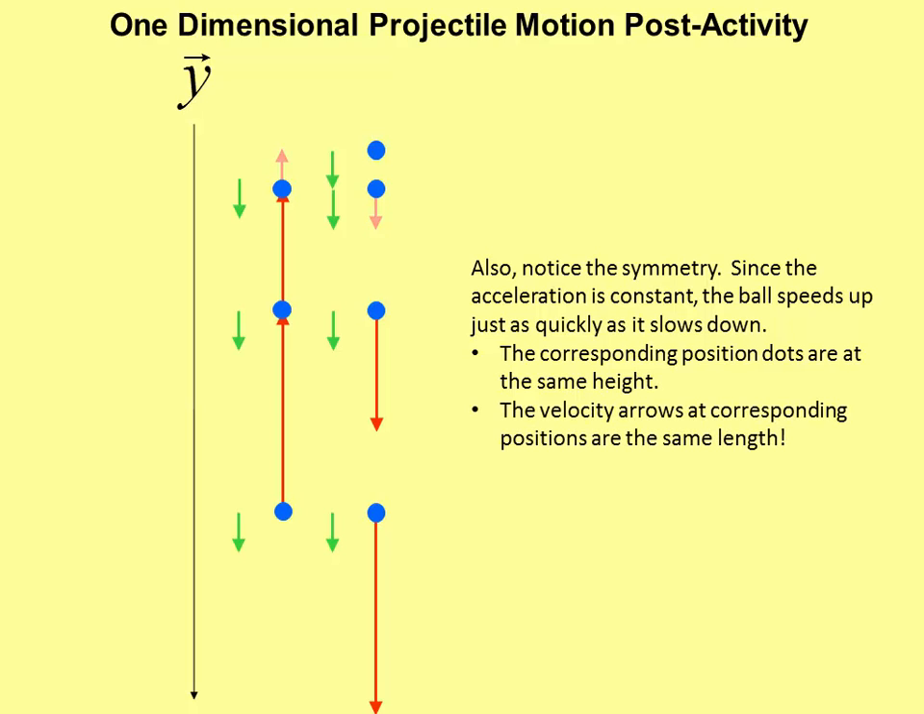Look at those again. See, those two arrows are the same length, those two arrows are the same length, and those two arrows are the same length. So once again, you might want to check yours and fix it if it doesn't have all of these fine little points that we want to look at in one-dimensional projectile motion.